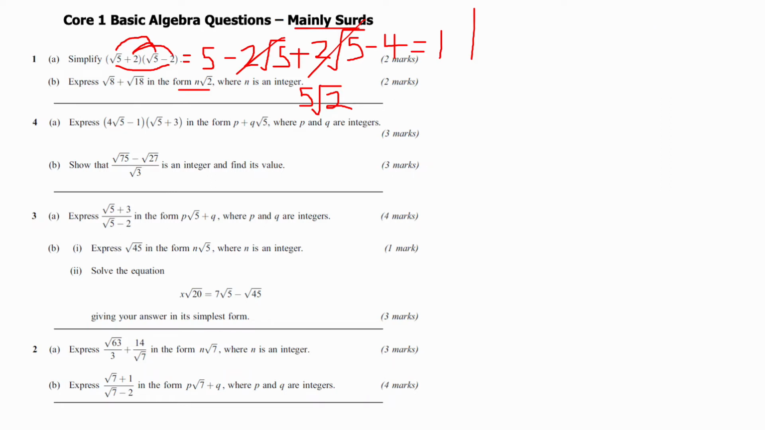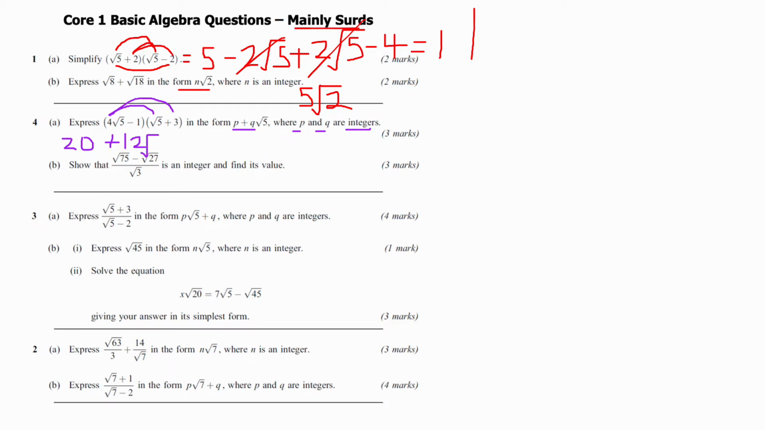Question number 4, part A. Express this double bracket surd in the form p plus q root 5, where p and q are integers. So integers just mean whole numbers. So expanding brackets with surds, 4 root 5 times root 5. Well, root 5 times root 5 is going to be 5. Times that by 4, I'm going to get 20. And I've got 4 root 5 times positive 3, which is going to be plus 12 root 5.